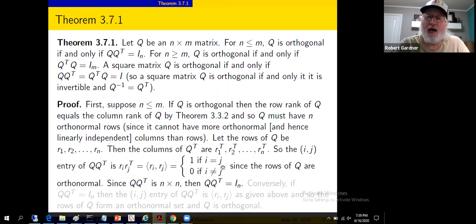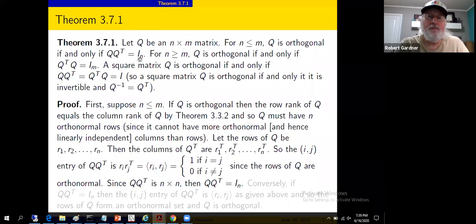All right, the orthonormality of those rows produces this. So when we take Q times Q transpose, the ij entry is 1 when i equals j, 0 otherwise. That's an identity matrix. Whatever the appropriate dimensions are, Q times Q transpose would be n by n. Q is n by m. Q transpose is m by n. So yes, Q times Q transpose would be an n by n matrix. So we're getting out an n by n identity matrix as claimed. So if Q is orthogonal, then Q times Q transpose is I sub n.